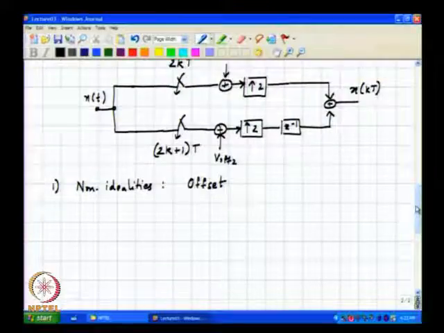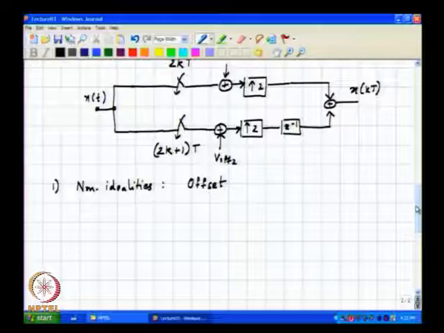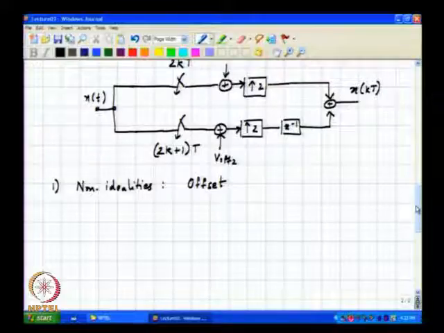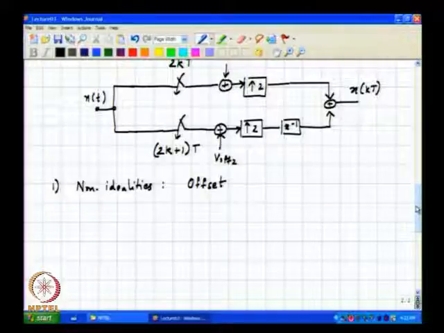How do you think the output will look? Let us try and understand this by putting in a 0 input. If you put in a 0 input to the system, ideally what should you see at the output? Ideally we should see 0.